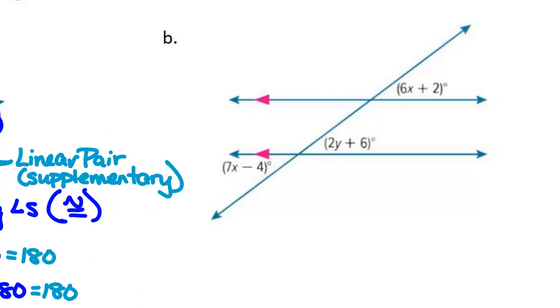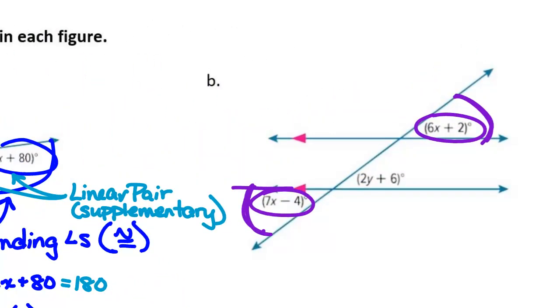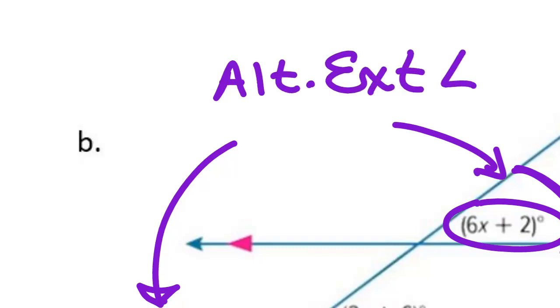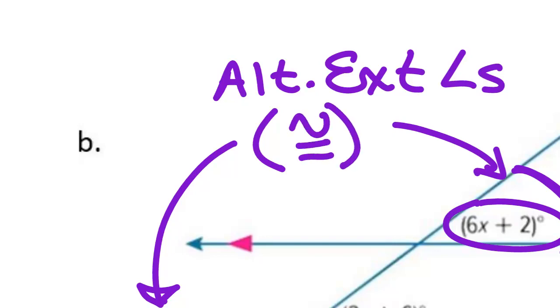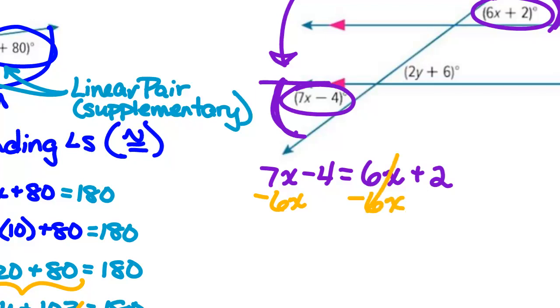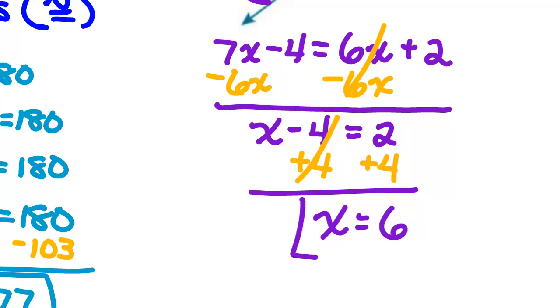On part B, the two angles that have x in them, this one here and this one up here, those are both outside angles. Those are exterior angles, and they're on opposite sides of the transversal. So these are alternate exterior angles. And alternate exterior angles are congruent, so I can set those expressions equal. 7x minus 4 is equal to 6x plus 2. Get my x's to the same side first, so subtract 6x from both sides. That gives me x minus 4 equals 2. And then I add 4 to both sides. I get that x is 6.